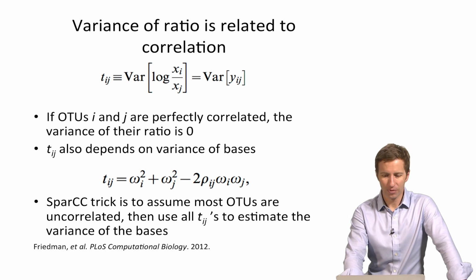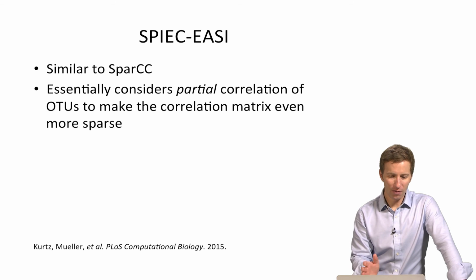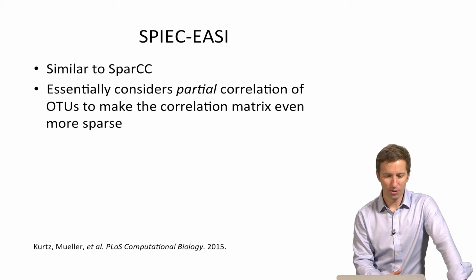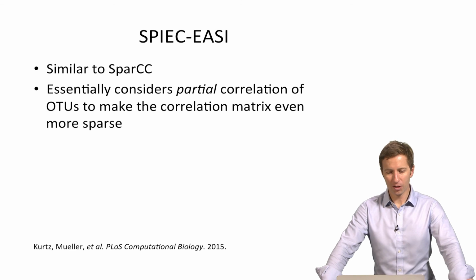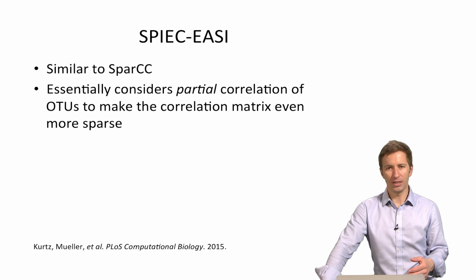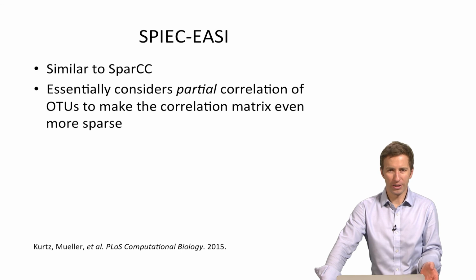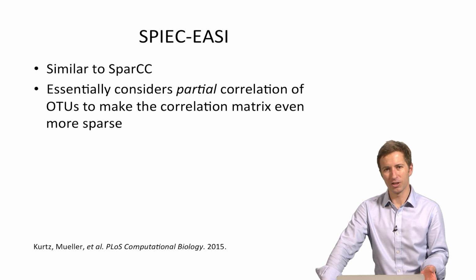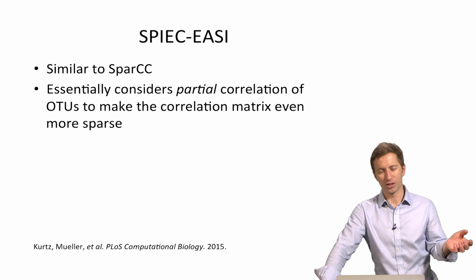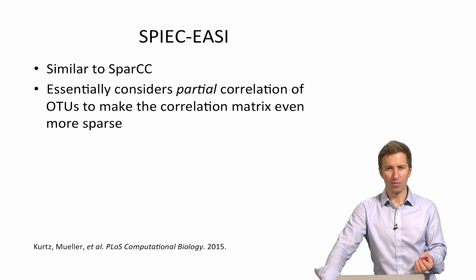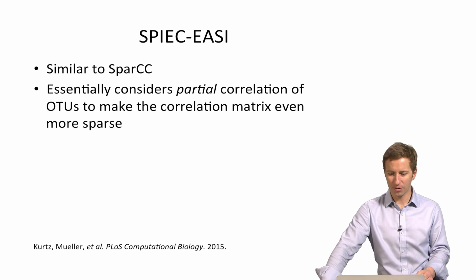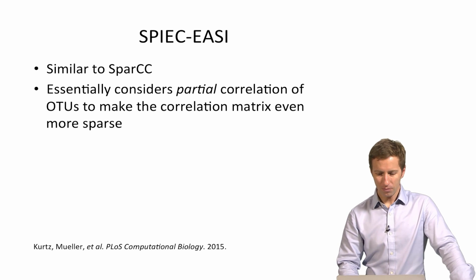There has been a follow-up study on this, another tool called SpeakEasy. This is similar to SPARCC, but it essentially also controls for partial correlation between the features, so it's getting an even more parsimonious explanation of all of the correlation structure because it's able to do that. So it's going to give you even more sparse representations of correlation.